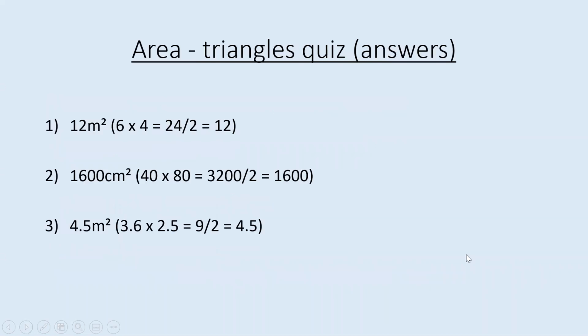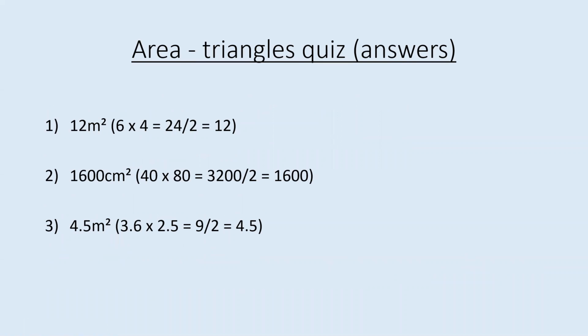So the answers to these area of triangles: the first one has an area of 12 meters squared. 6 times 4 equals 24. Divide by 2, that gives us an answer of 12. The second triangle had an area of 1600 centimeters. 40 times 80 equals 3200. Divide by 2 to equal 1600.